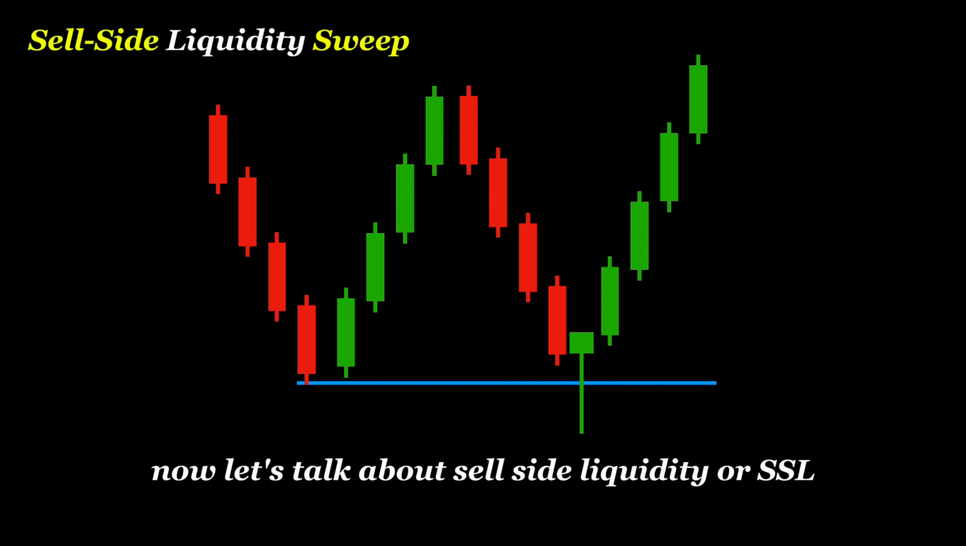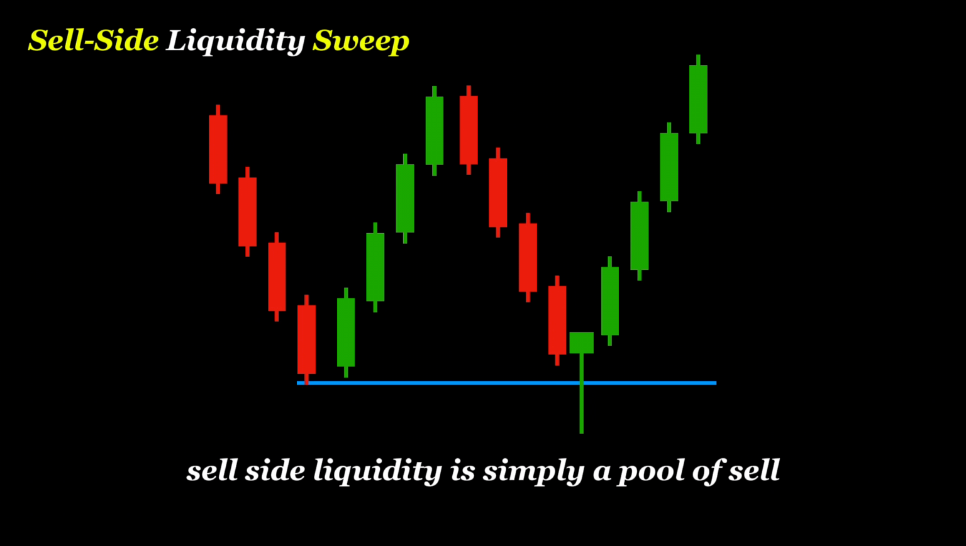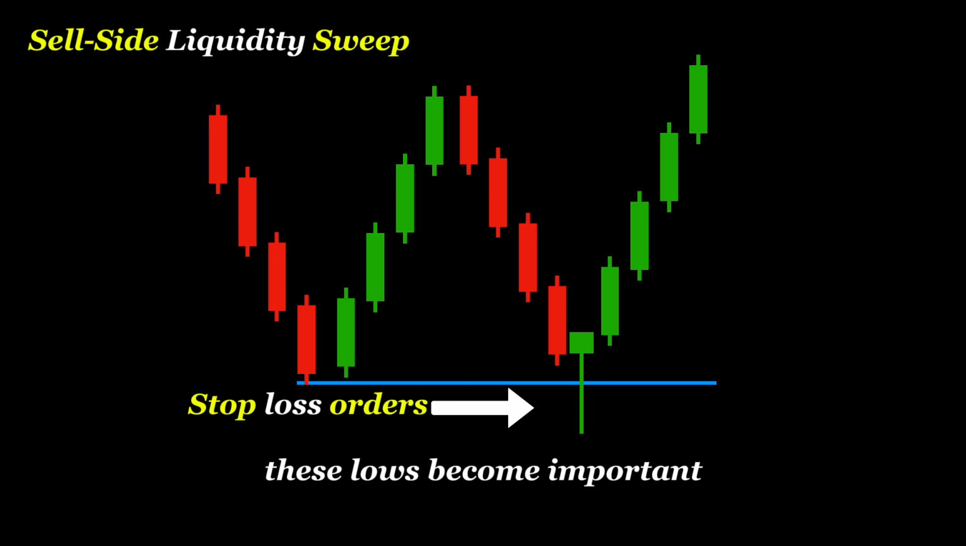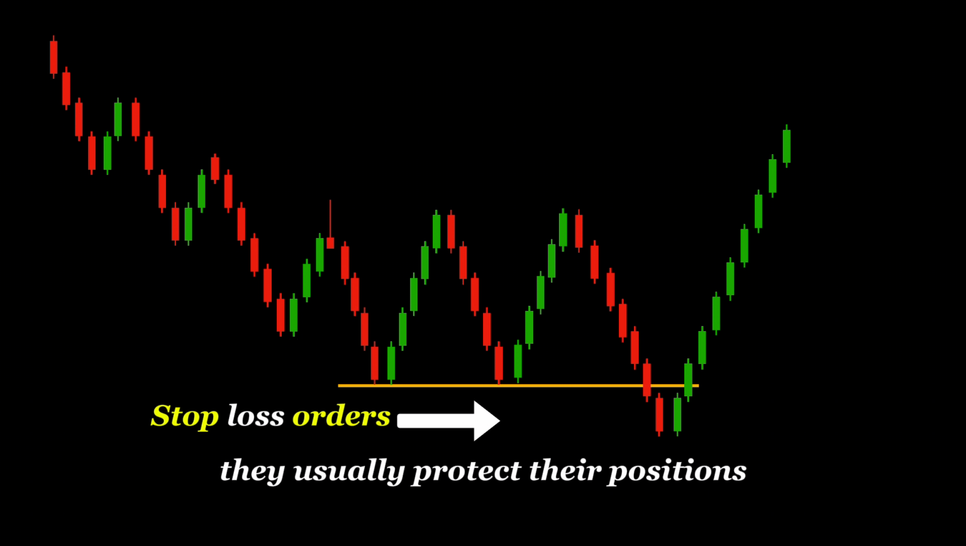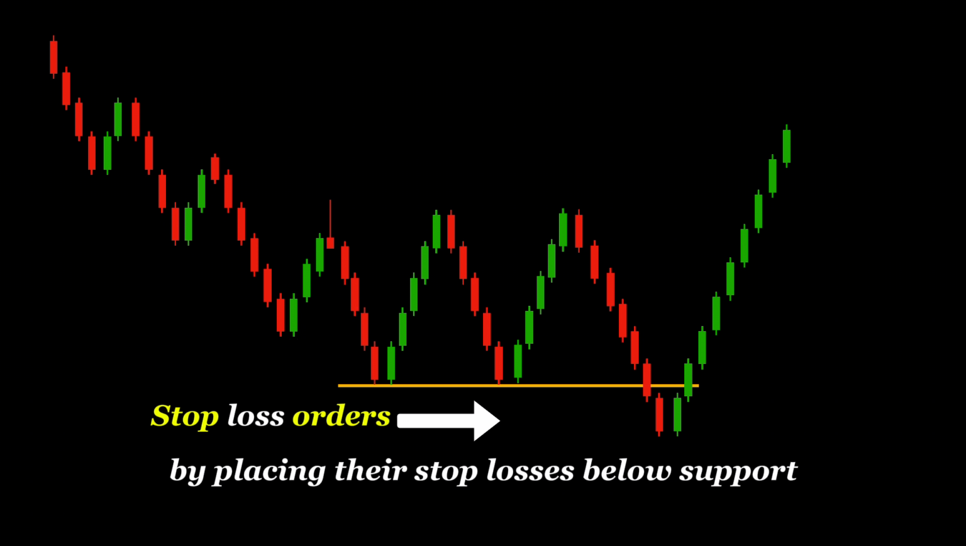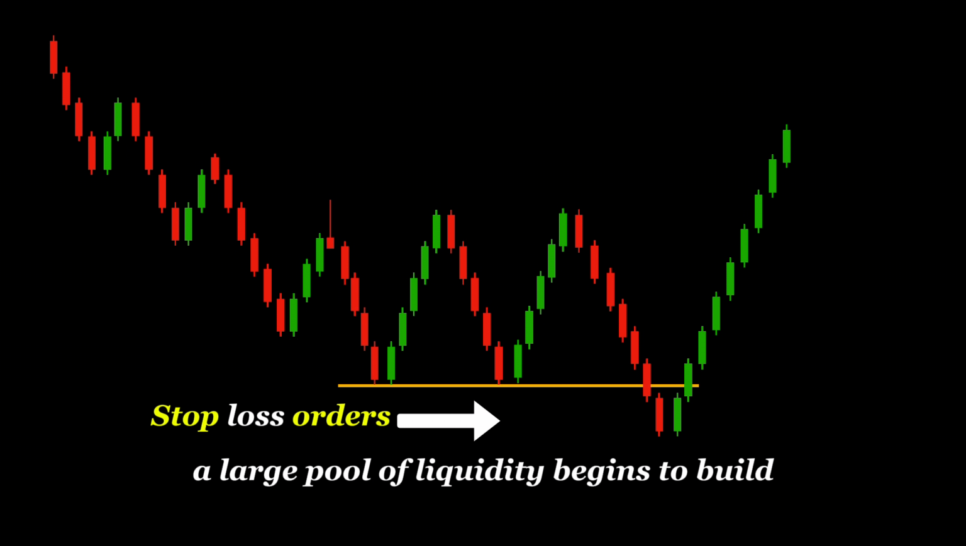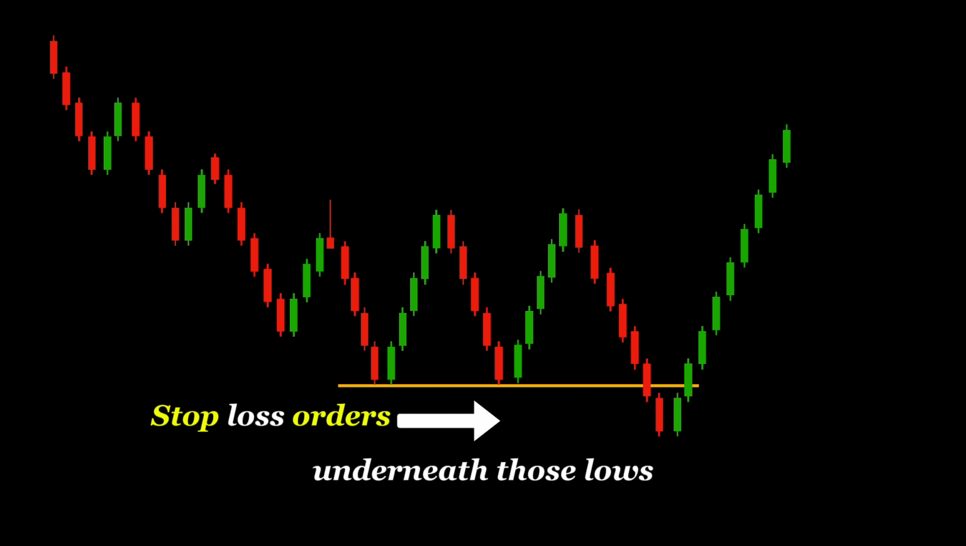Now let's talk about sell-side liquidity, or SSL. Sell-side liquidity is simply a pool of sell stop orders that sits below old lows in the market. These lows become important because that's where many traders place their stop losses. When traders buy the market, they usually protect their positions by placing their stop losses below support or below the previous low. As more and more traders do this, a large pool of liquidity begins to build underneath those lows.